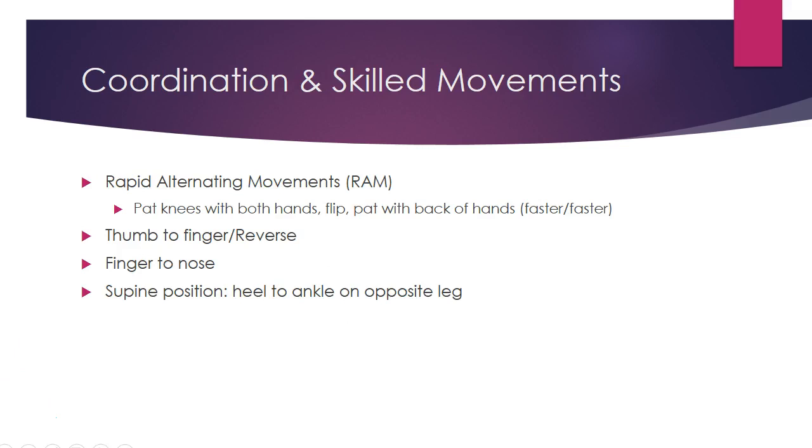Coordination and skill. So rapid alternating movements, pat knees with both hands, flip, and then pat with the back of the hands, and have them do it faster and faster. And again, your older population might have a hard time doing this. Finger to nose, and then supine position, heel to ankle on opposite leg.